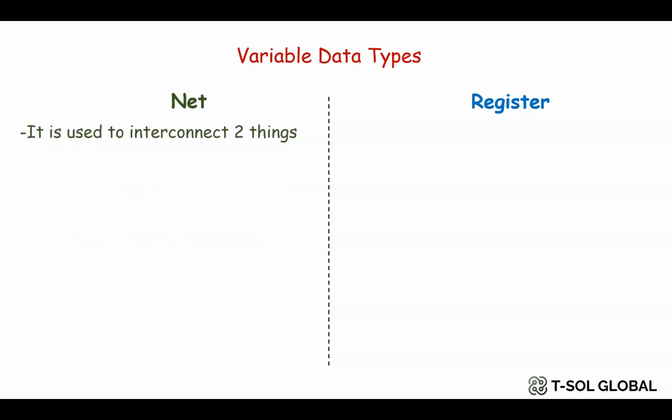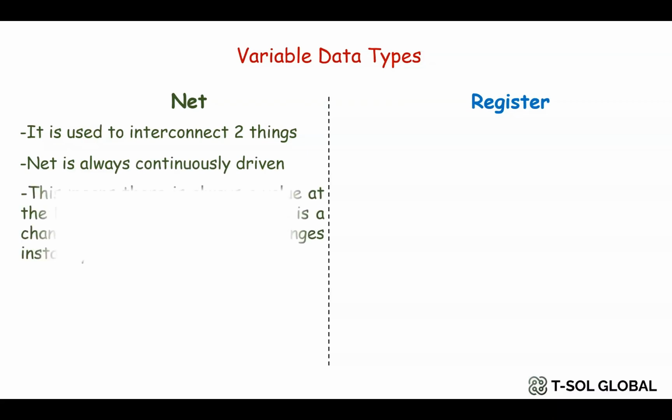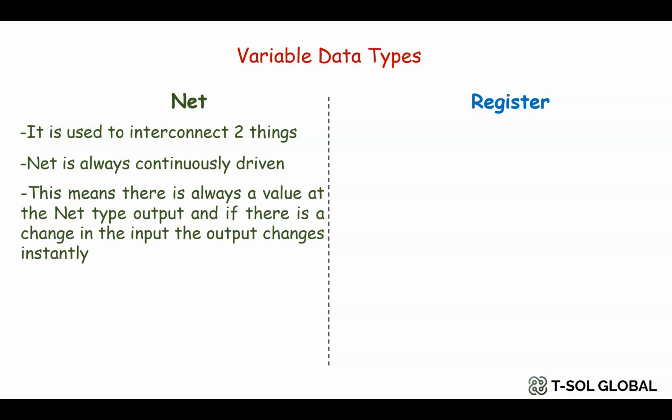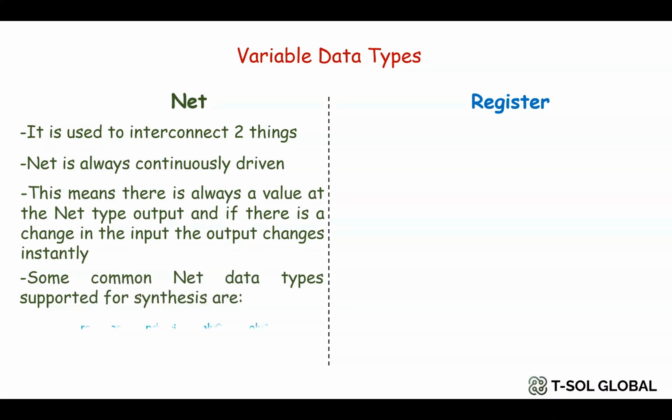Now in Verilog, there are two variable data types which are net and register. Net is used to interconnect two things. It is continuously driven, which means there is always a value, the net type output. Any changes in input affect immediately the output. Some common net data types are wire, or, wand, tri-state, supply0 and supply1.